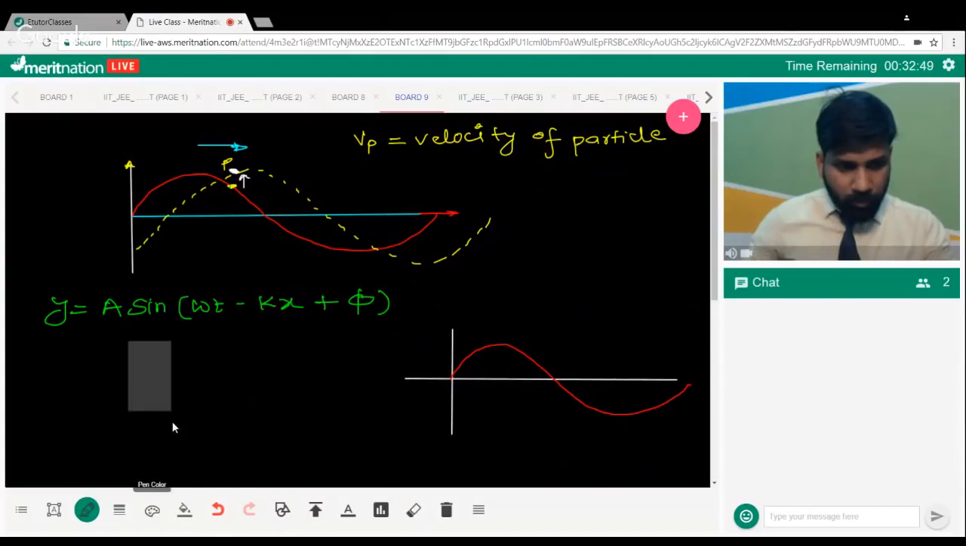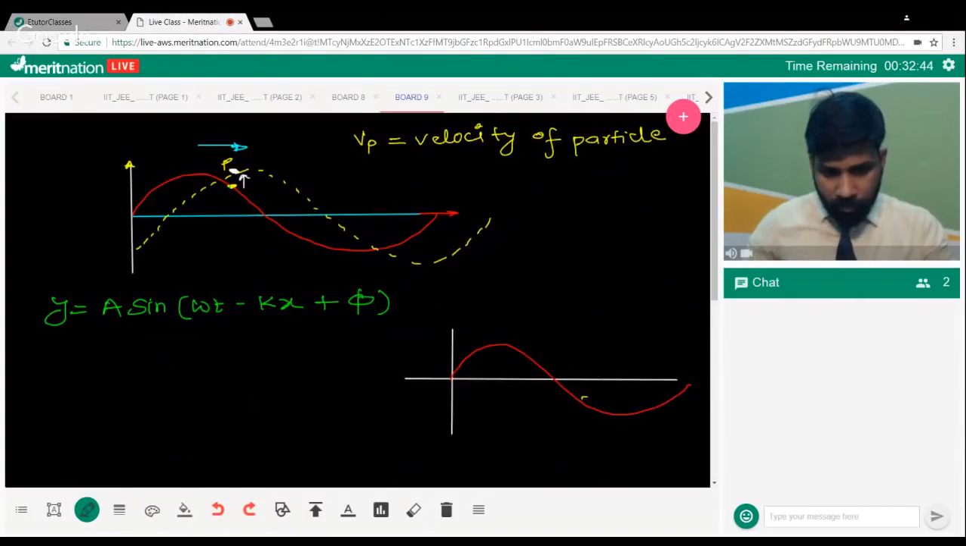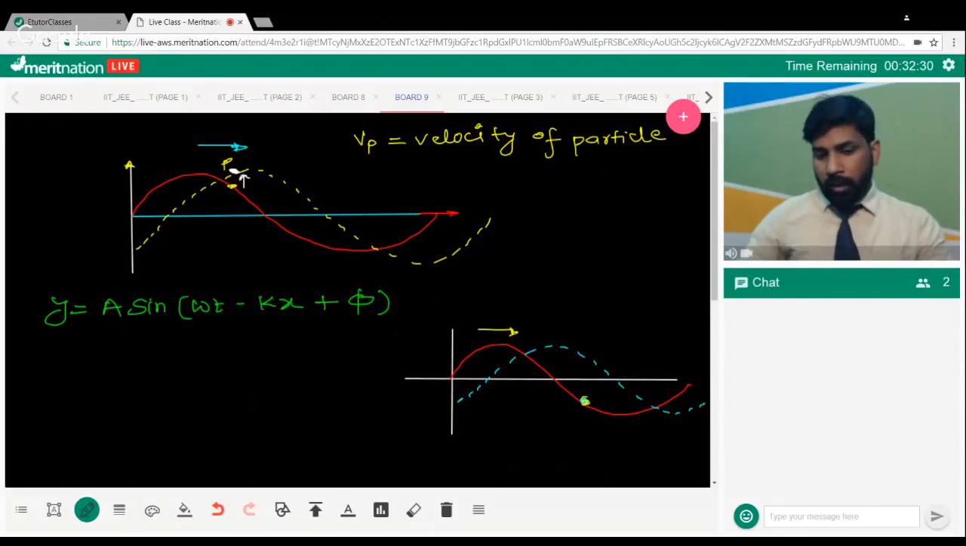Suppose this is our particle, and we have to find its direction, and the wave is traveling in this direction. So after time t, this will be the situation. The wave will be here. Now you can see this yellow particle is moving in the vertical direction. They are vibrating in the vertical direction.